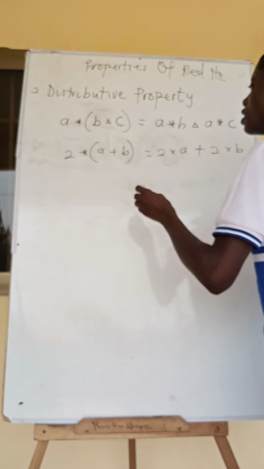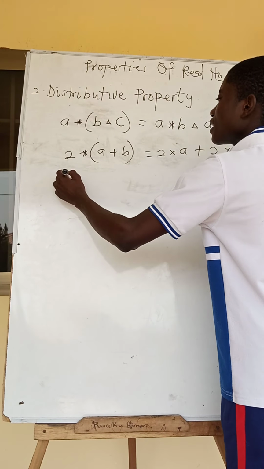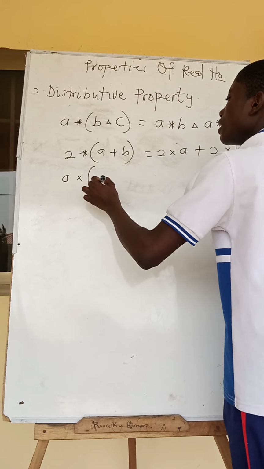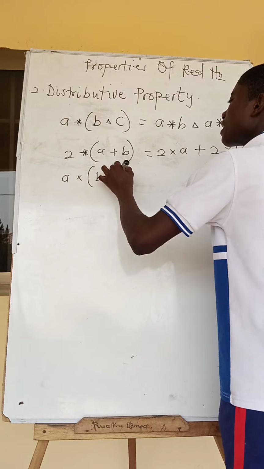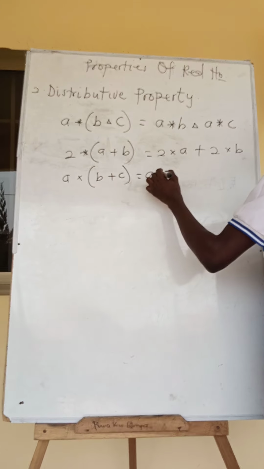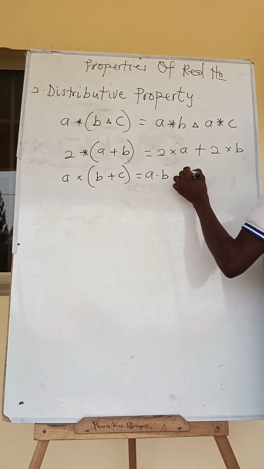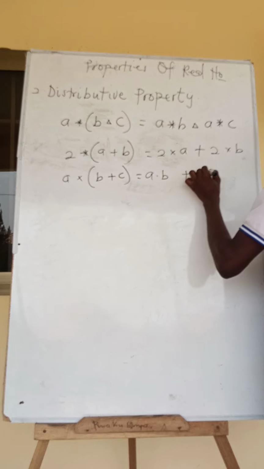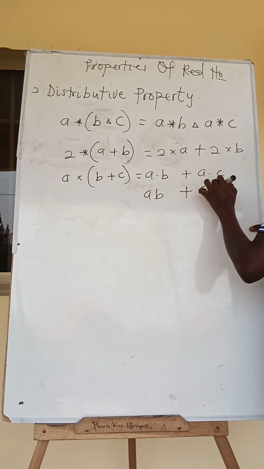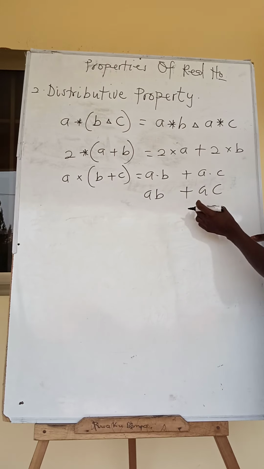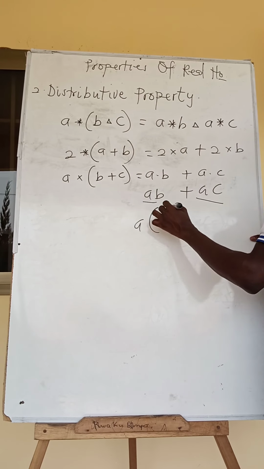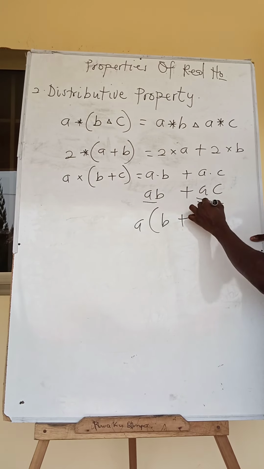Let's take this one too. A is going to multiply B plus C. So A is multiplying B, then plus, then A is also going to multiply C. So you are going to get AB plus AC. Here distributive means we are just taking what is common. A is here, A is here; we are just taking A, then what is left here is B, what is left here is C. So it's the same thing.